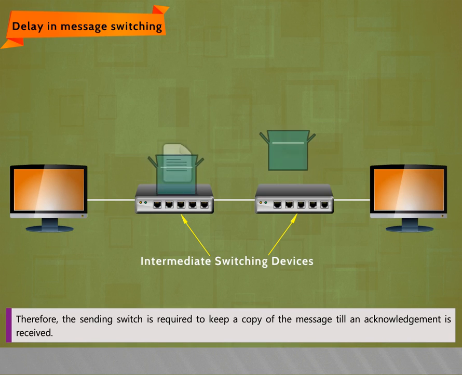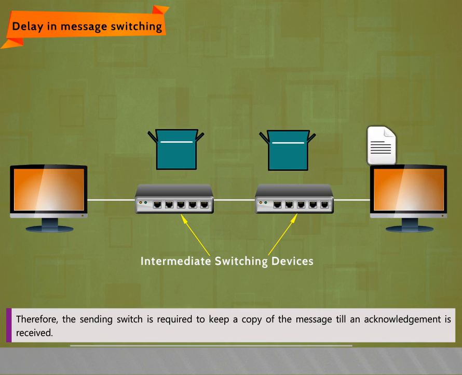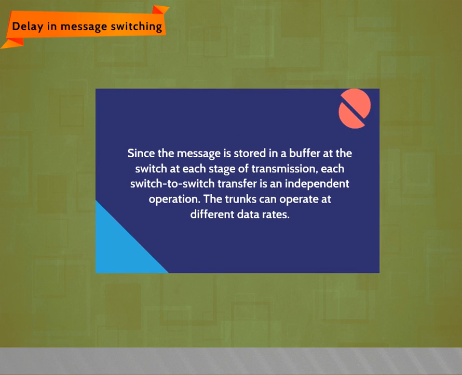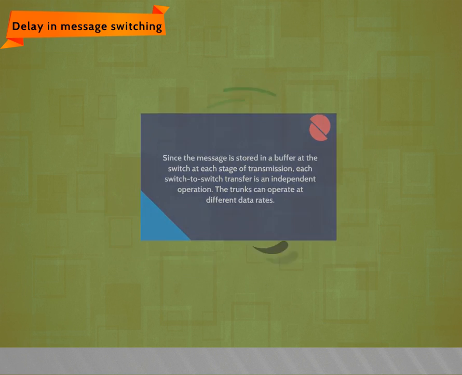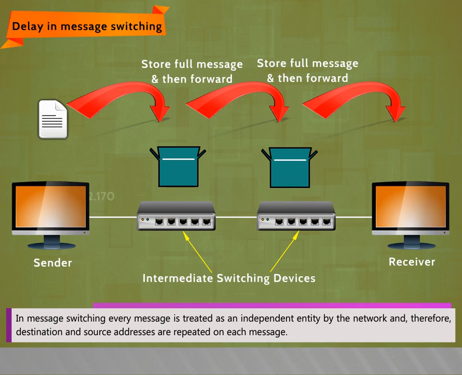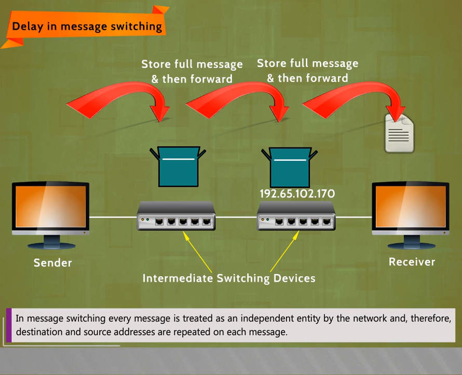Therefore, the sending switch is required to keep a copy of the message till an acknowledgement is received. Since a message is stored in a buffer at the switch at each stage of transmission, each switch-to-switch transfer is an independent operation. The trunks can operate at different data rates. In message switching, every message is treated as an independent entity by the network, and therefore destination and source addresses are repeated on each message.